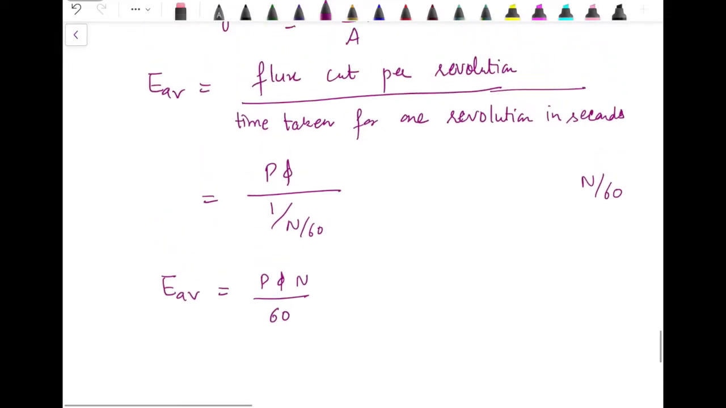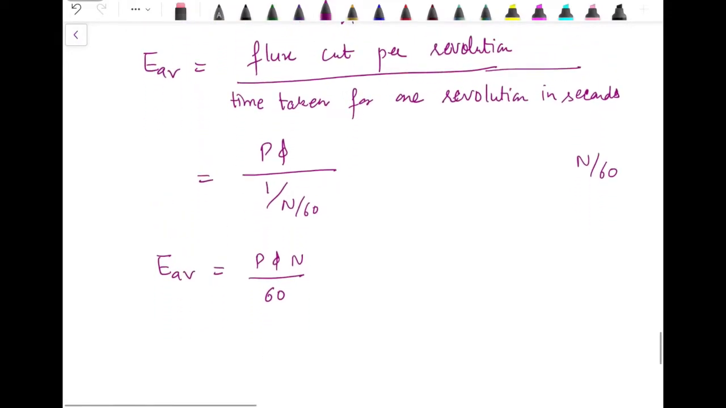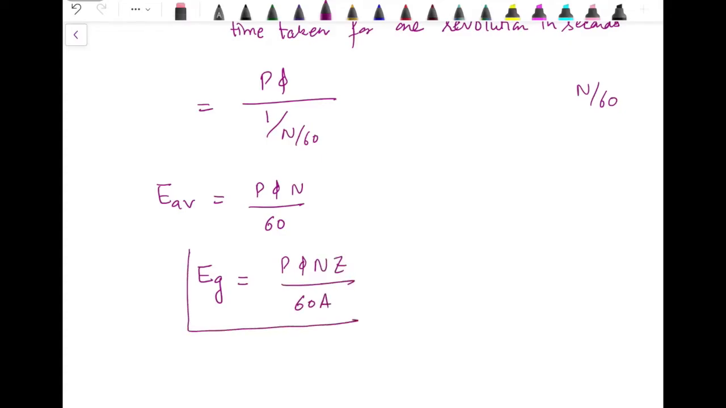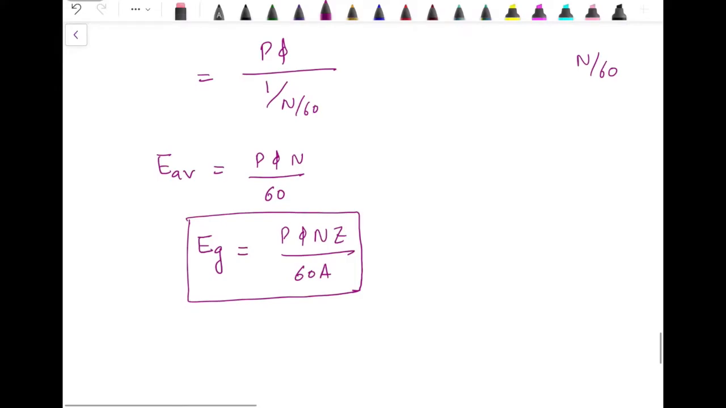Once we use the value of E average in generated EMF equation, then Eg will become P phi N Z by 60A. So this is the EMF equation of the DC machine. For motor, we write this as Eb is equal to P phi N Z by 60A.